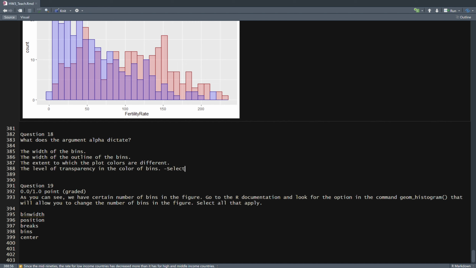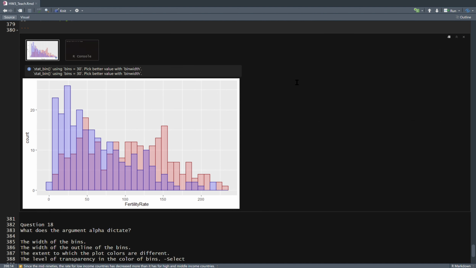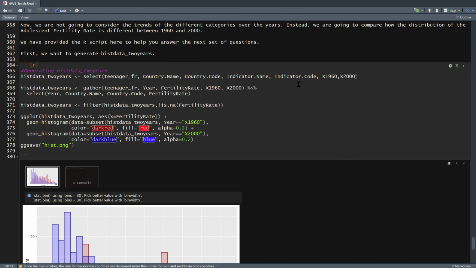And question number 19. As you can see, we have a certain number of bins in the figure. Go to our documentation and answer the question: which argument allows you to change the number of bins in the figure? The right answer is bins. This is the default, and if you add a bins parameter, then we can change the number of bins in this figure.